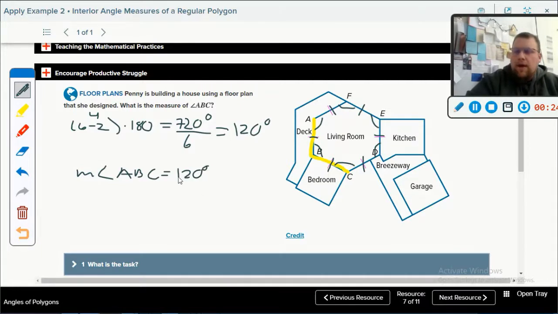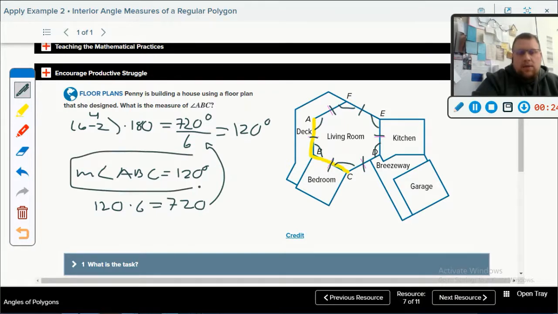Right? That's the thing we should be having in the back of our mind. We don't want to get some off-the-wall answer and be like, oh, that must be it, the math said it's it. No, is it reasonable? Well, let's find out. I'm saying that every single one of these 6 angles is 120 degrees. So it should be that 120 times 6 equals 720, which again is the measure of the interior angles of a hexagon, any hexagon, regular or not. So yes, this is a reasonable answer. And we're going to stick with the measure of angle ABC is 120 degrees. Boom.